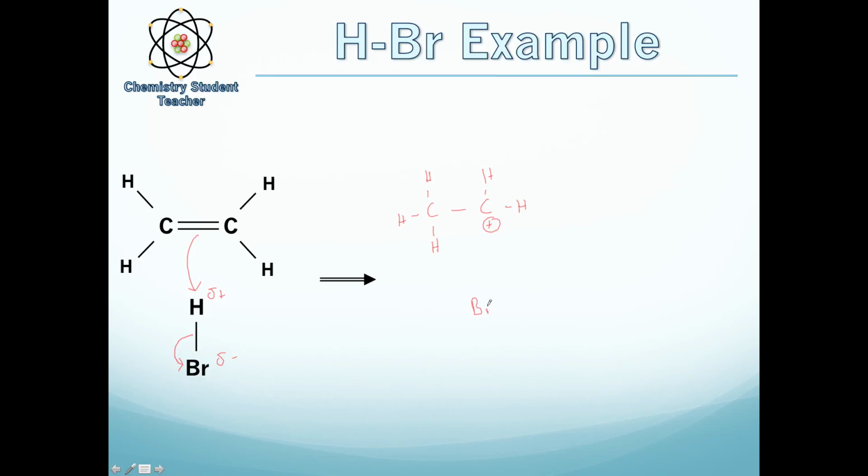Now you've got bromine with a negative charge, and that lone pair will then be attracted towards the carbocation, the positive charge, and react to form our final product, which is bromoethane.